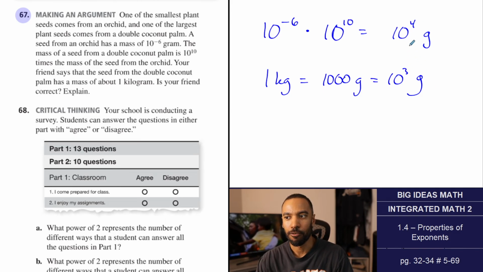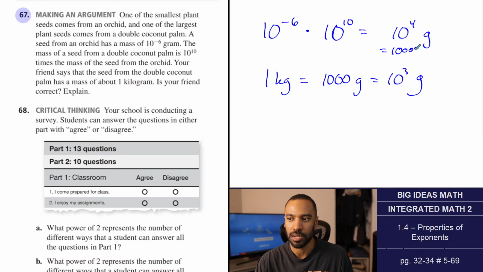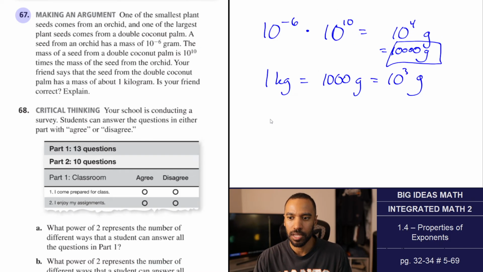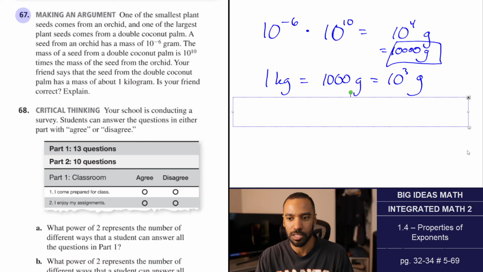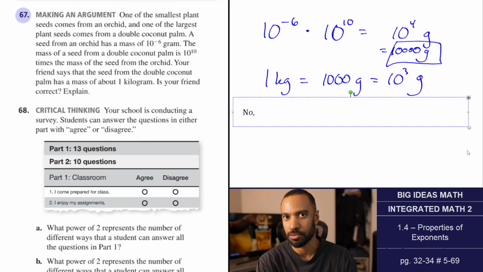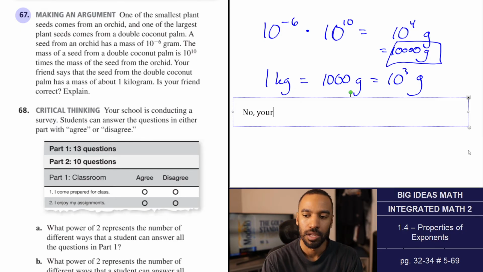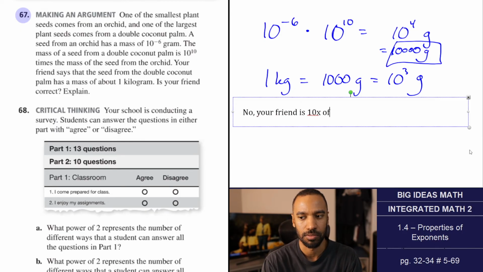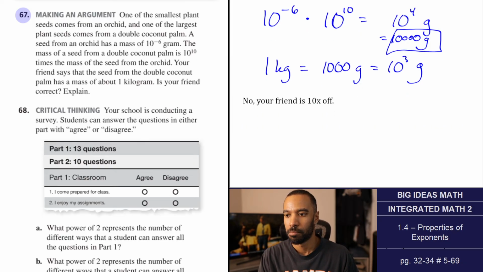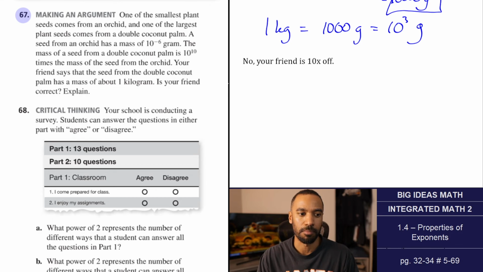Now you might say, hey, 4 is right next to 3. That's close. But 10 to the 4th is 10,000 grams, which is 10 times larger. So I would say your friend is 10 times off. That's pretty significant. Even though 3 is close to 4, 10,000 is not really close to 1,000. I know it's relatively closer based on what you're doing, but no, your friend is 10 times off. I guess it's closer to a kilogram than a megagram or something, but not quite.